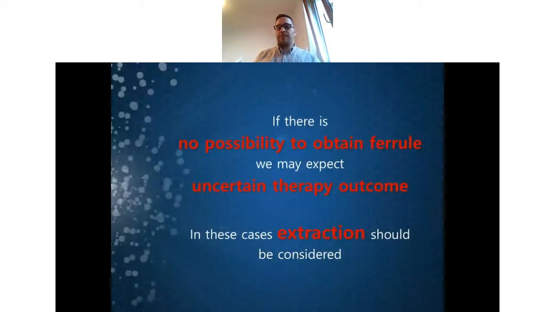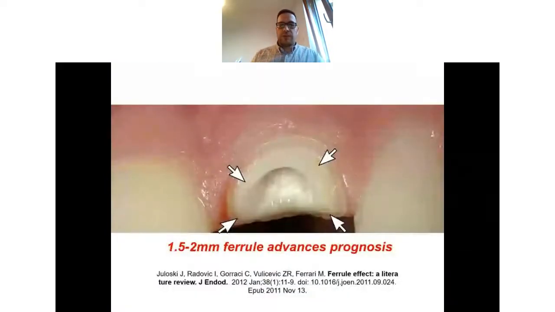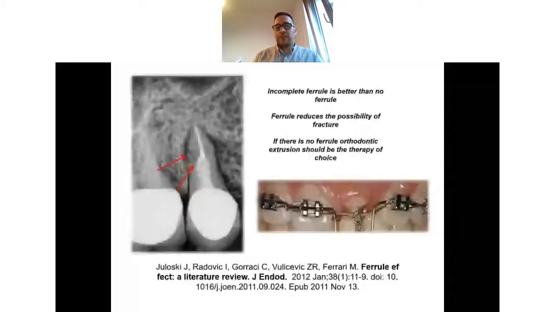If there is no possibility to obtain ferrule, we may expect uncertain therapy outcomes. So this is really important to know. In these cases, even extraction should be considered. So this is something that we want to avoid completely because we want to save the tooth. 1.5 to 2 millimeters ferrule advances prognosis. So it's a good thing to have 1.5 up to 2 millimeters of ferrule. If we don't have it, then we have to consider something else.